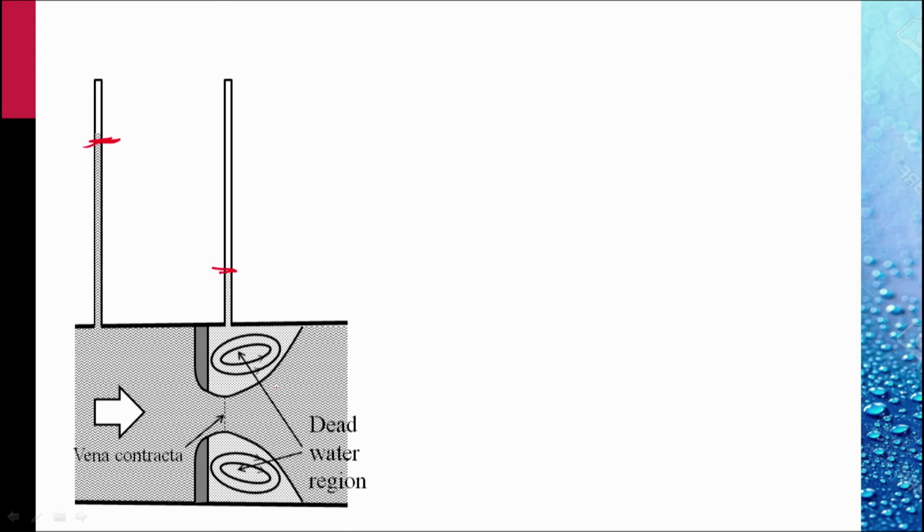There is a dead water region, a ring of dead water, just behind the orifice plate, and the liquid that comes out now slows down and fills up the tube completely. In an actual flow, the hydraulic grade line, which is the pressure plus the elevation variation of that, looks something like this.